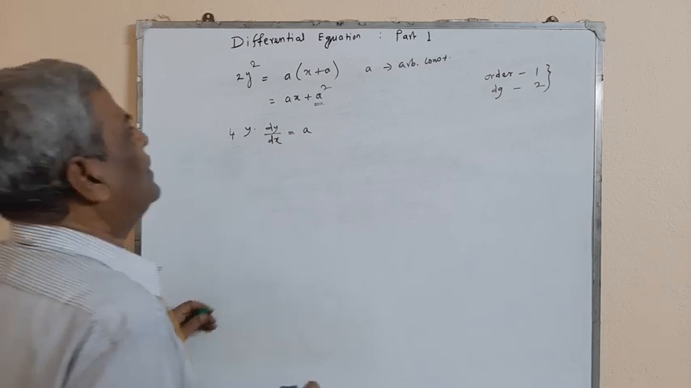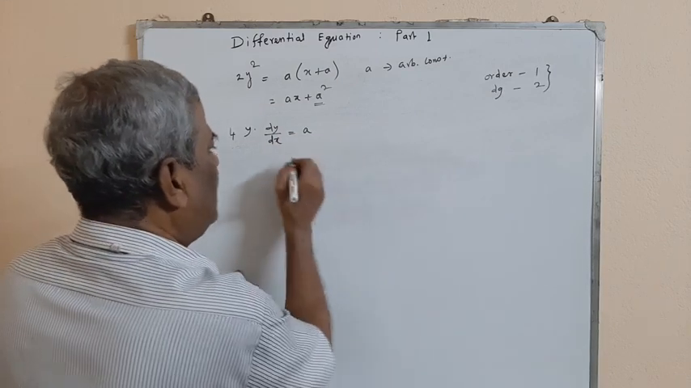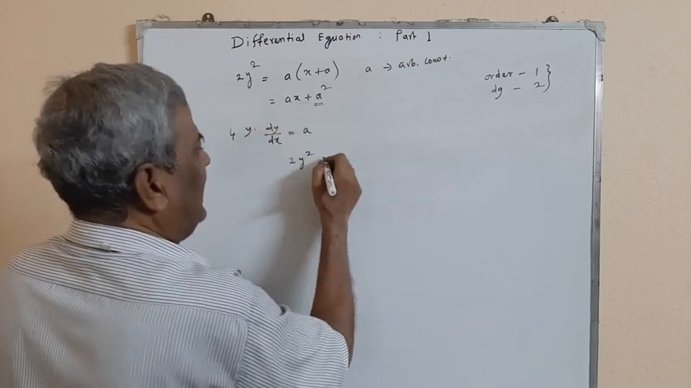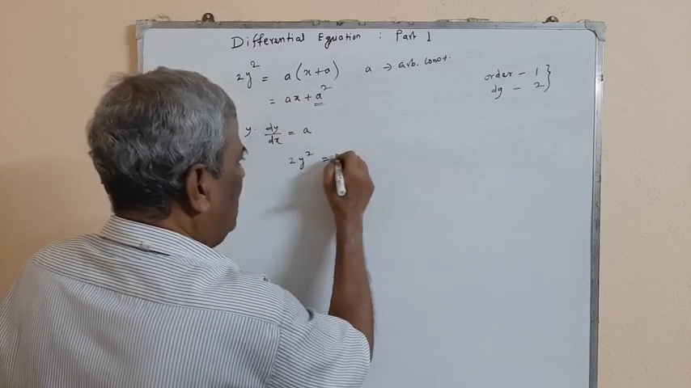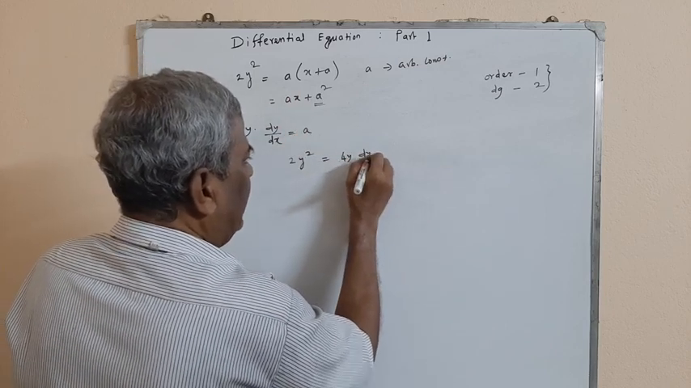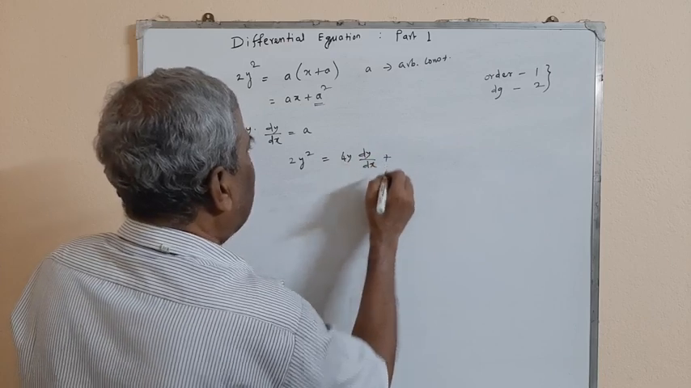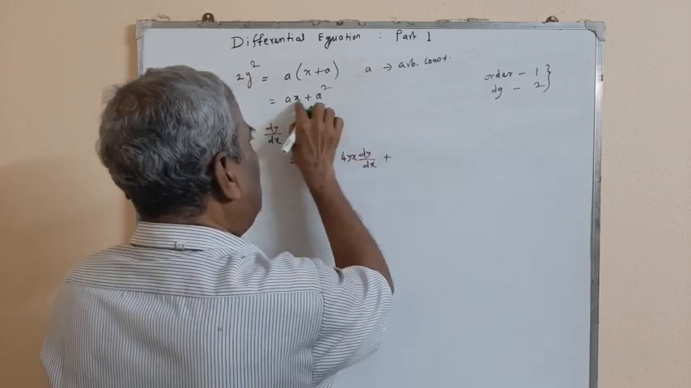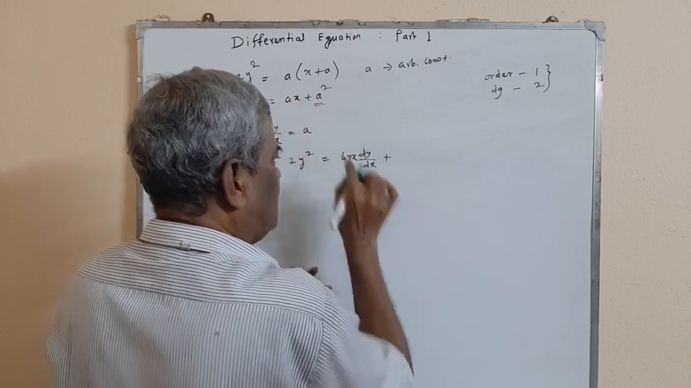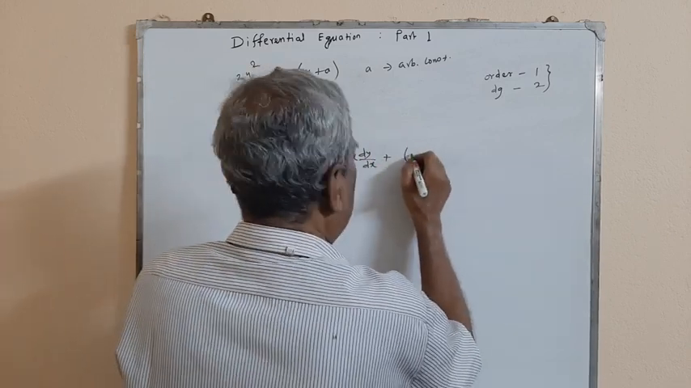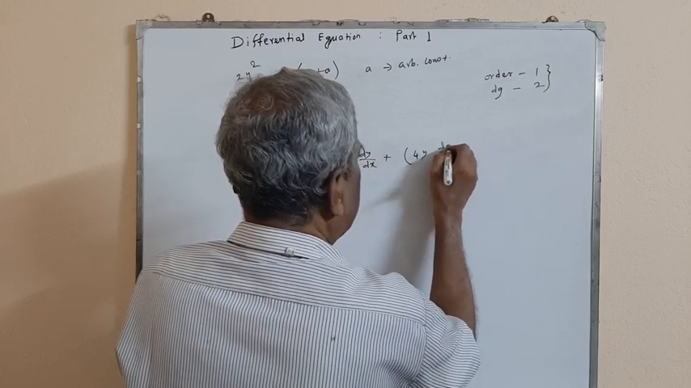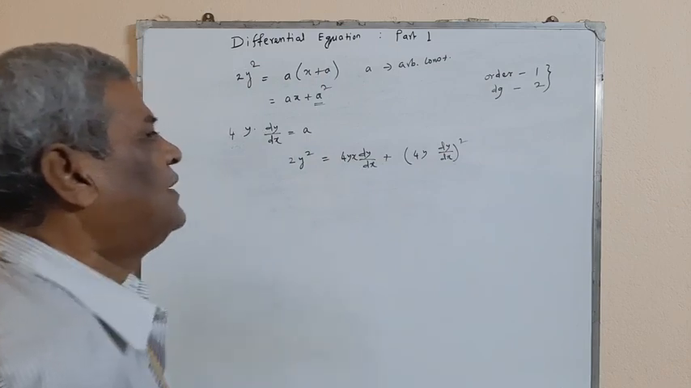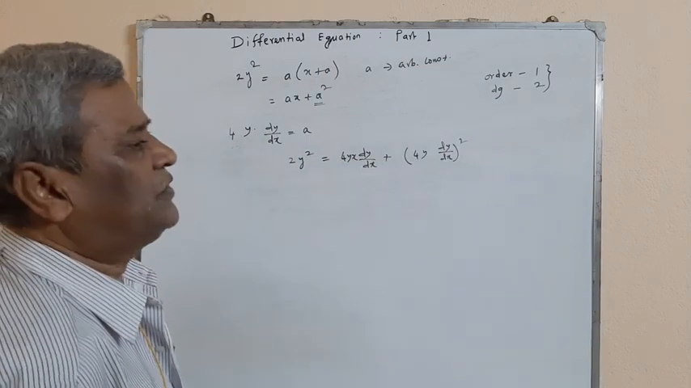So the corresponding differential equation is 2y square. Put the value of a, a means 4y dy/dx, plus a square into x. So a into x, and a square means (4y dy/dx) whole square. And actually this is the corresponding differential equation.